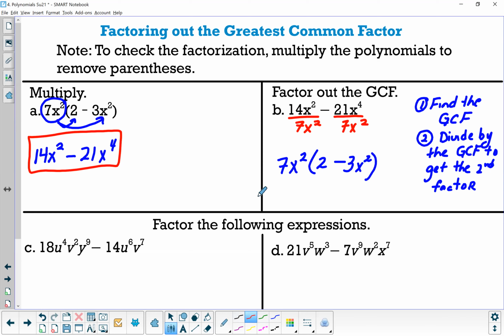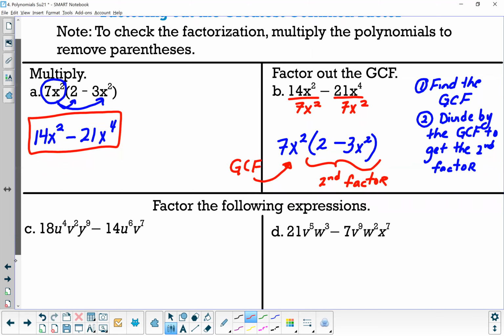So we can see here, 7x squared was our GCF. And the 2 minus 3x squared, that was our second factor that we were able to get when we divided by the GCF. And that is how you can factor when you're factoring out the GCF. So let's take a look at some other examples.